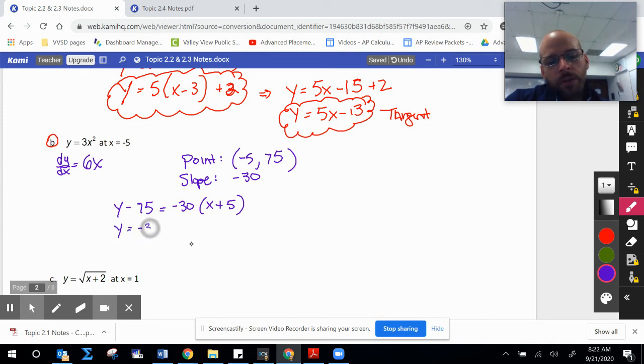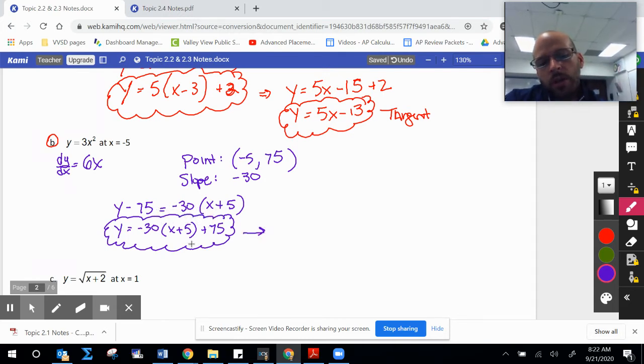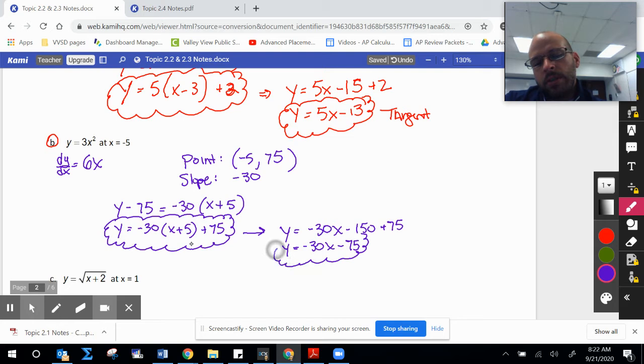And if it was a free response problem, you could leave your answer like this. Again, it's got to be y equals. Now, if you want to distribute, I get y equals a negative 30x minus 150 plus 75, and I get y equals a negative 30x minus 75 to be the same tangent line, just written in a different form. Okay, so those are equivalent lines.